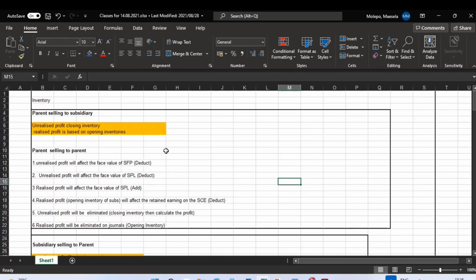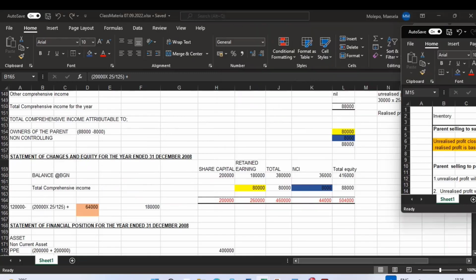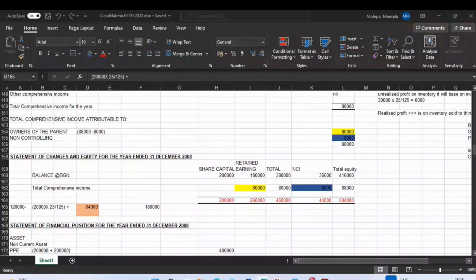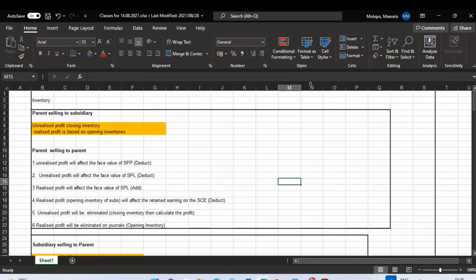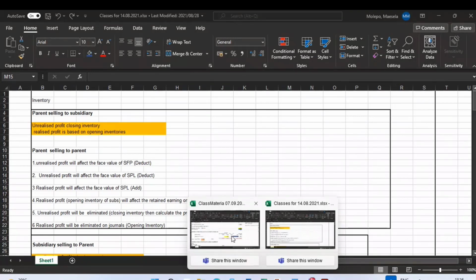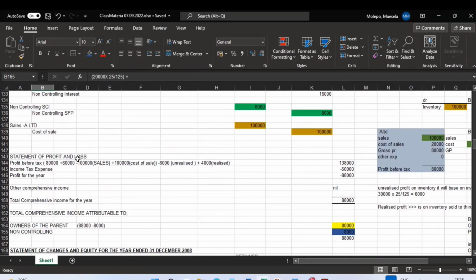So let's do a checking. The unrealized profit will affect the face value of the SFP; you deduct. So if they say we're going to deduct, let's see, unrealized profit will affect the face value of the SFP. So this is the situation. This was the unrealized profit. We deducted it. You remember it. This 6,000, right? Am I still audible? Okay.